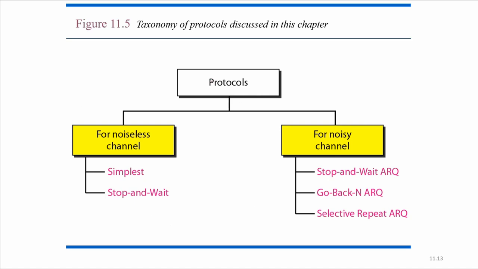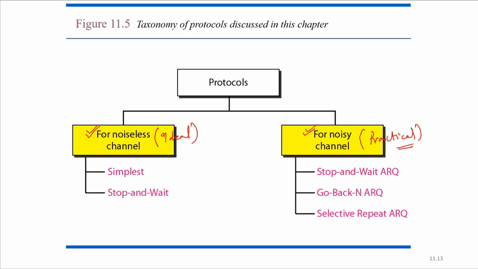There are different flow and error control protocols. These protocols are divided into two types. One is for the noiseless channel. Another one is for the noisy channel. Channel here means the transmission medium. A noiseless channel is like an ideal channel. A noisy channel can be affected by noise, so these are the practical channels. In the ideal case, the channel cannot be affected by noise, which is why it is called a noiseless channel.